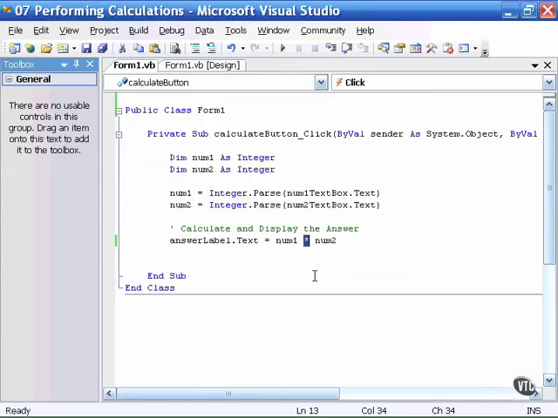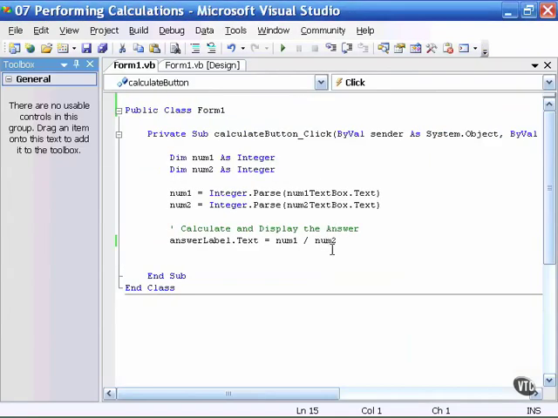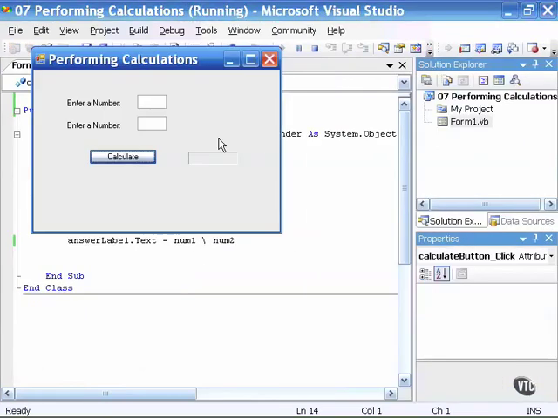Next, we'll change the multiplication symbol to a divide operation, which is the slash, and we can run this program once again, and we'll divide 10 by 3, which yields the answer of 3.3333. Now, if we change the divide symbol to the integer division operation, which is the backslash, and perform the same calculation on the same two numbers, 10 and 3, notice the answer is simply 3.